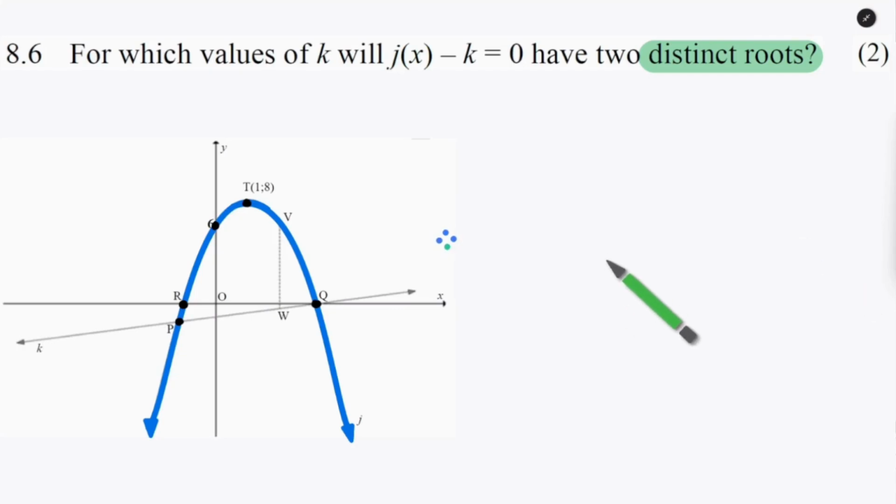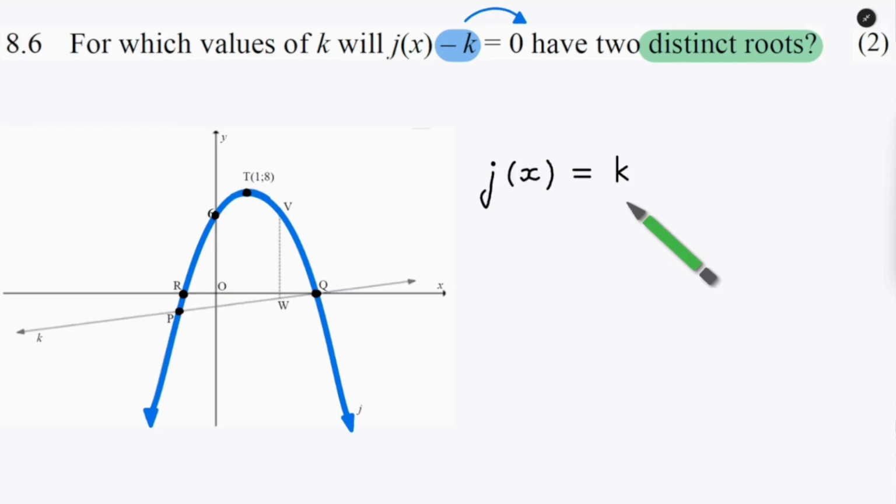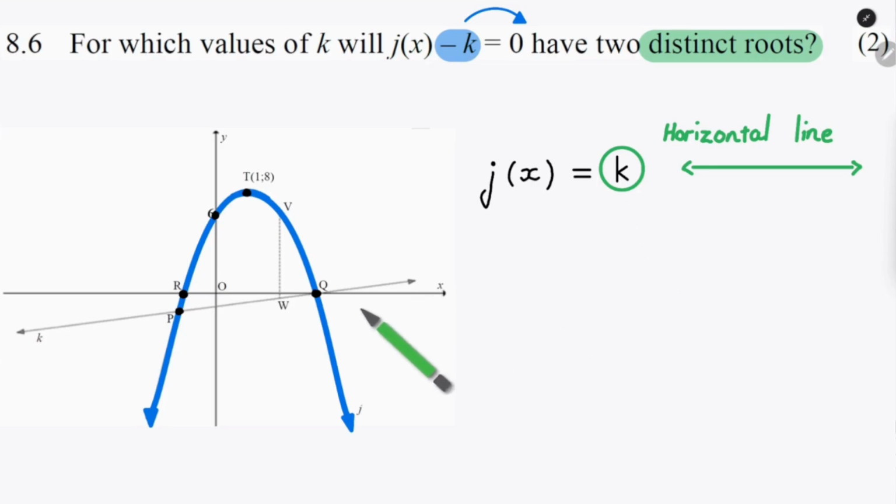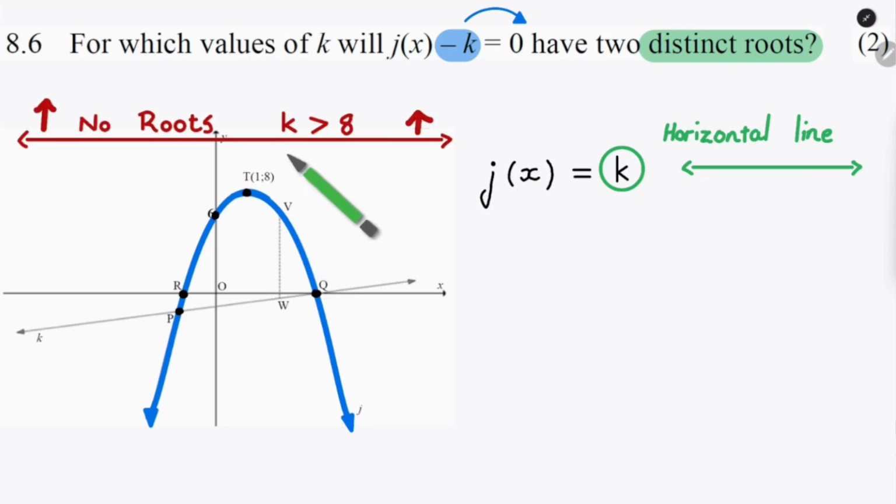Wrapping up question 8. For which values of k will j of x minus k have 2 distinct roots? So the first thing we do is we're going to take this negative k over to the other side of the equation so that we get j of x is equal to k. Then what we have to do is kind of picture k to be a horizontal line. And I can place this horizontal line in 3 specific spots over here. So I can firstly place it anywhere above 8, and then it will not touch my parabola.